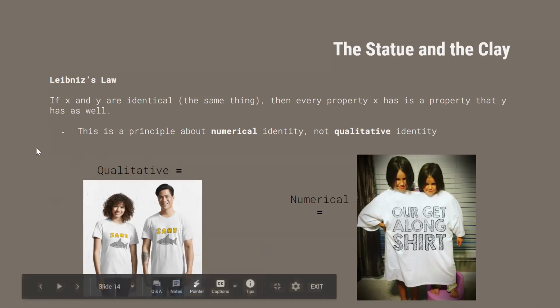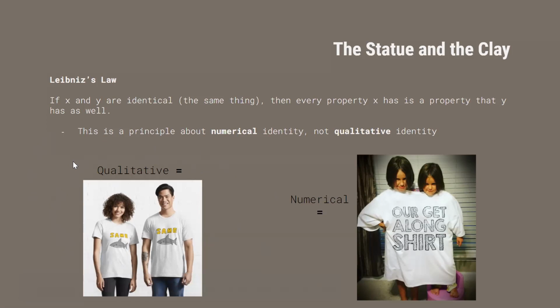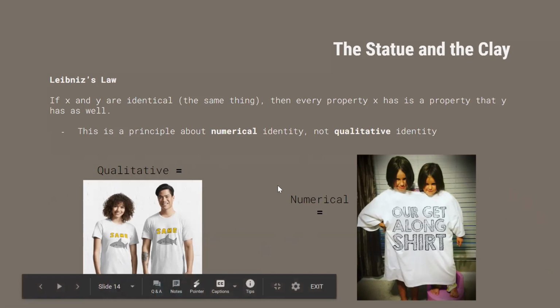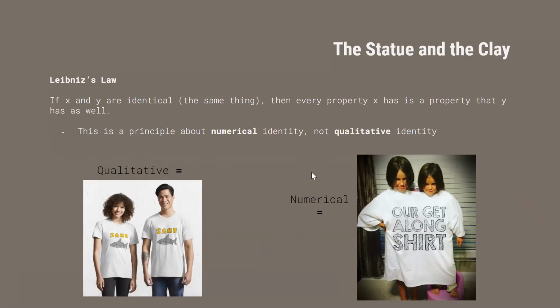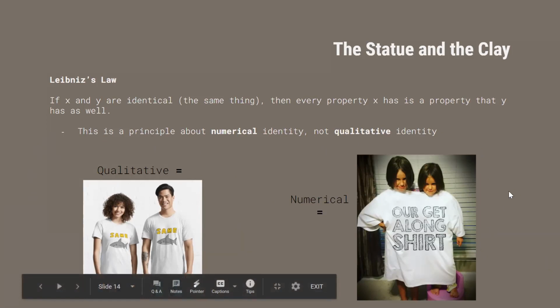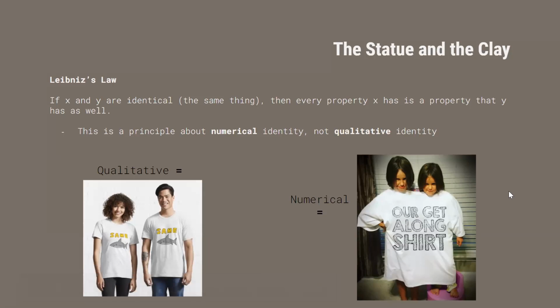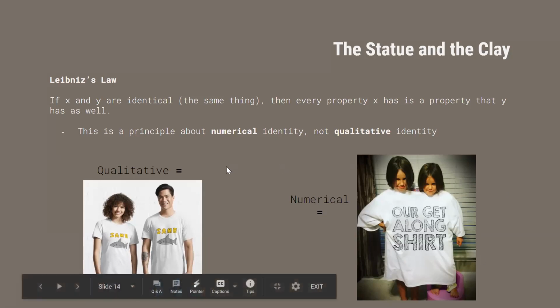Here's an idea of it. Two people can wear the same shirt. It's not the same shirt, it's just the same kind of shirt. It's qualitatively identical. That's not what we're worried about with Leibniz's law. Leibniz's law is worried about numerical identity. And if I say that we're talking about the same shirt, two people wearing the same shirt, I'm talking about this kind of shirt where there's two people wearing one shirt, right? And so if we imagine this shirt being X and Y, if X and Y are identical, then every property X has is a property that Y has as well, right? If this thing is identical with this thing, then every property that this thing has is a property that this thing has. That should be super obvious and clear.